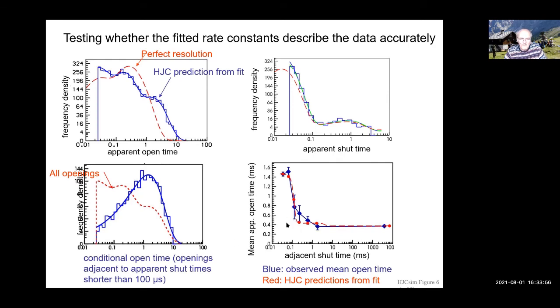This is a more synoptic way of looking at the same thing. This is the mean apparent open time for openings which are next to shut times which are in various specified ranges. The blue dots with their standard deviations are the mean open times which were observed. The red is the prediction from the fit. And again, it all fits very well.